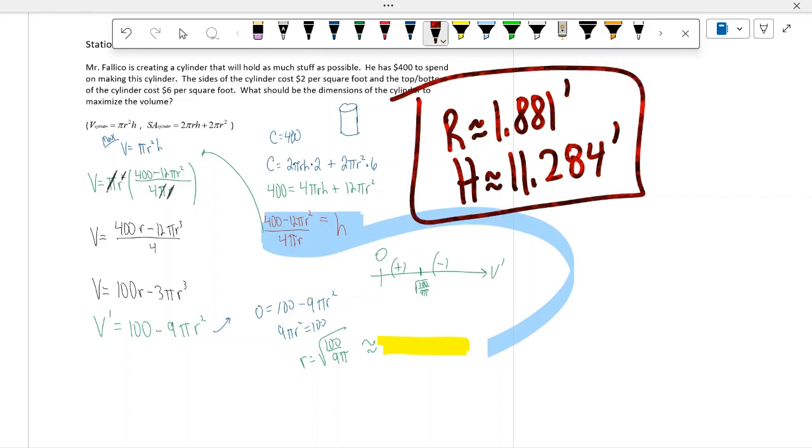So you can compare those numbers with what I got when I did my calculations. I got a radius of just slightly less than 2, and the height is a little bit bigger than 11. So 1.881 for my radius, height of 11.284 feet. And that will maximize the volume of our cylinder.